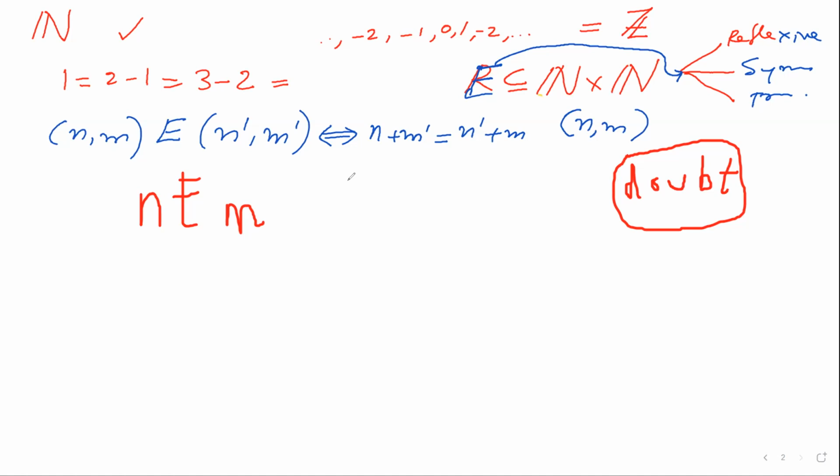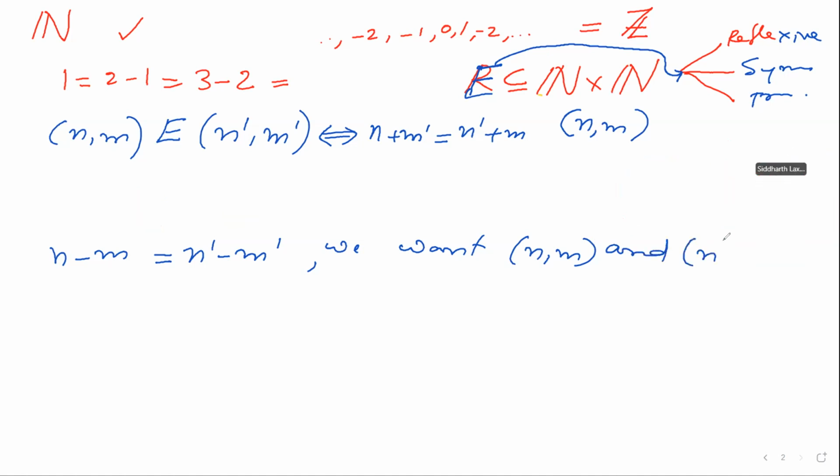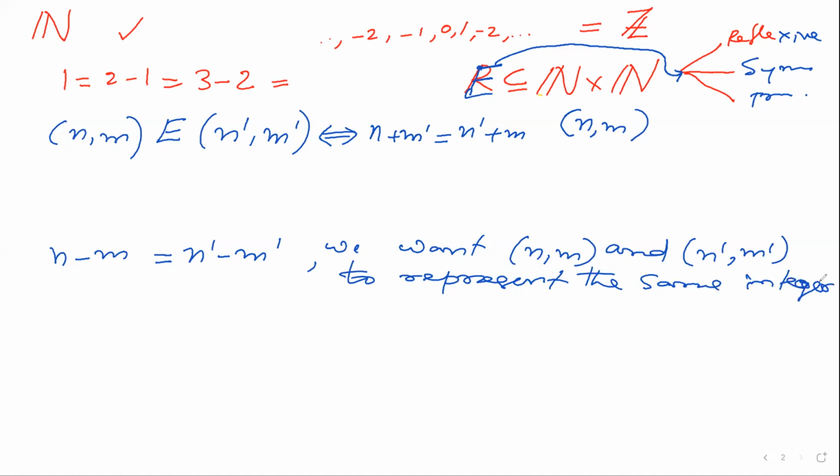The reason is we want n minus m, if n minus m is n prime minus m prime, we want (n, m) and (n prime, m prime) to represent the same integer. Well, let's see what that means.